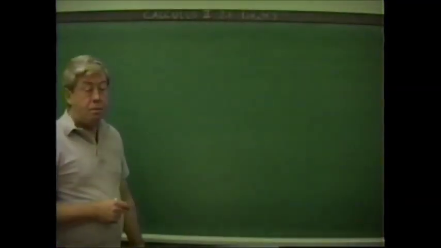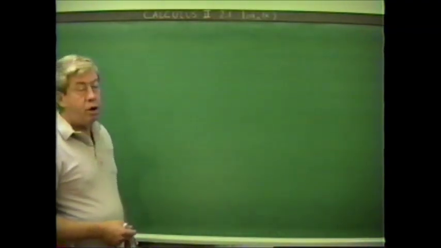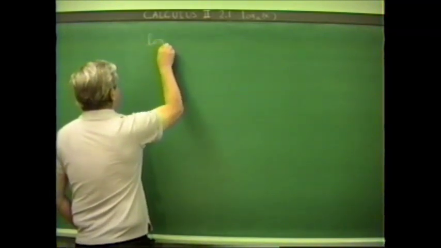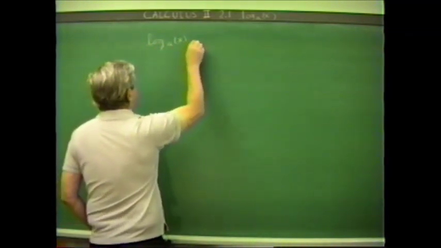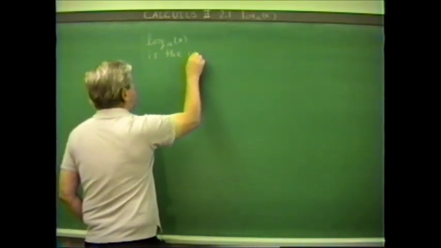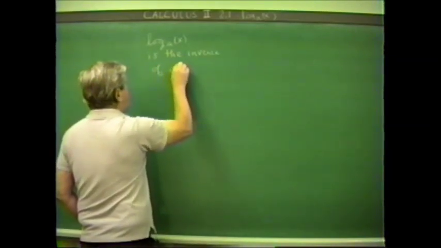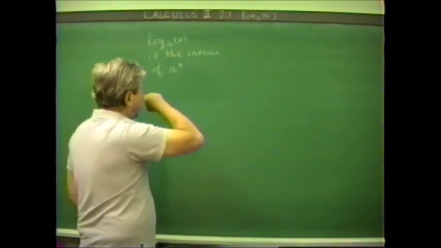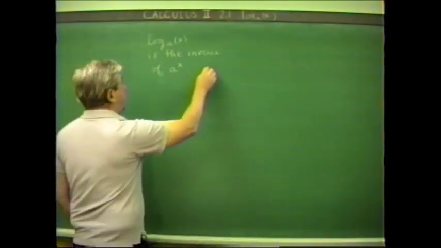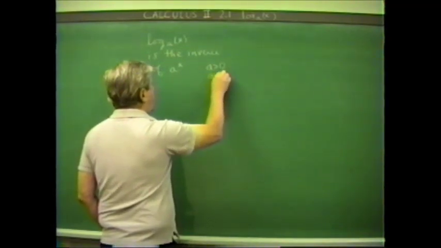Once you have the function a to the x defined, now it's natural, of course, to complete the picture with the definition of log to the base a of x. Log to the base a of x is going to be the inverse function of a to the x. Now this is for a greater than 0 and a not equal to 1.